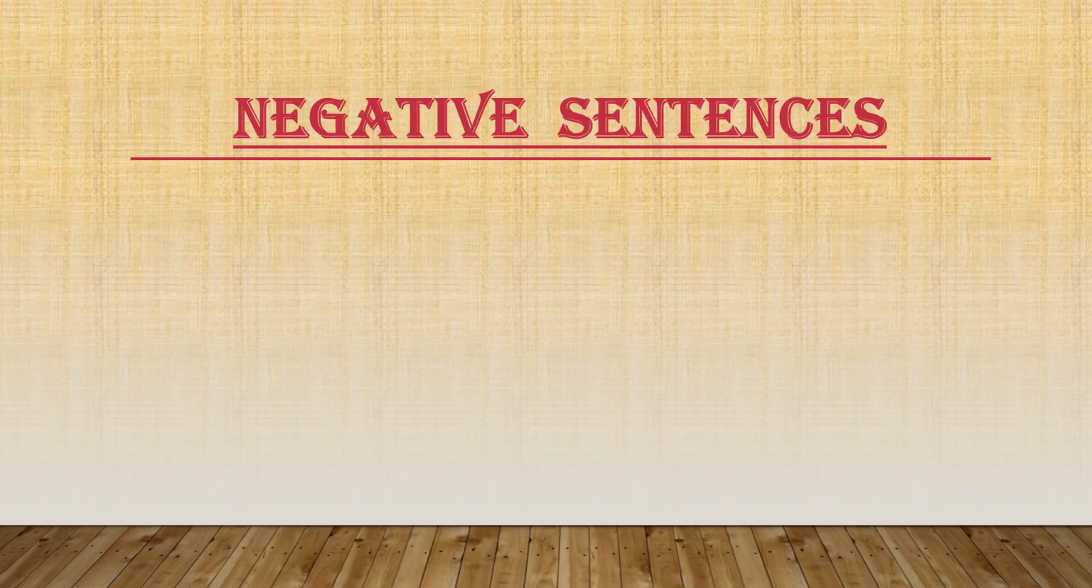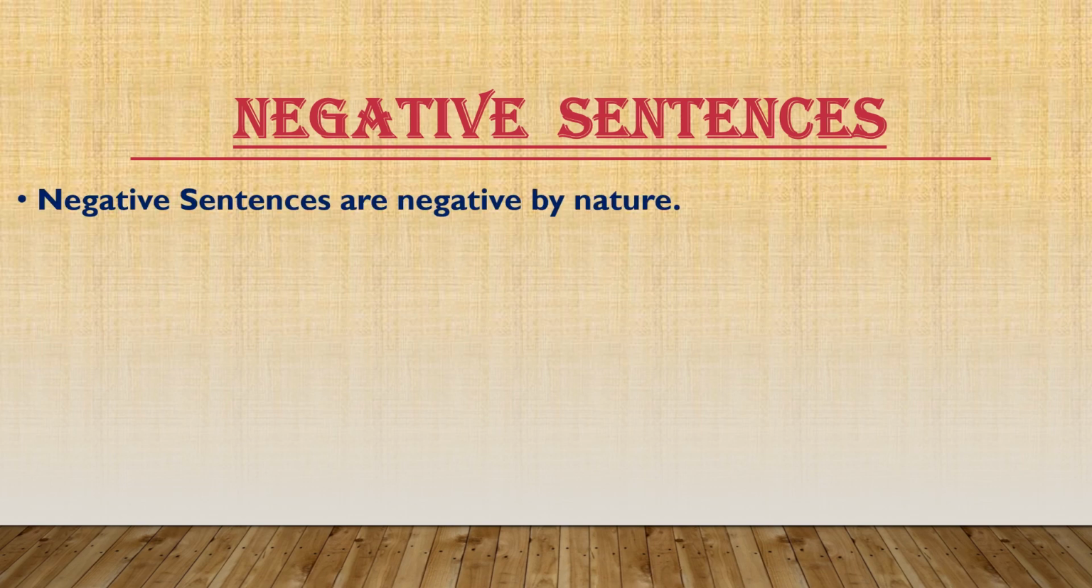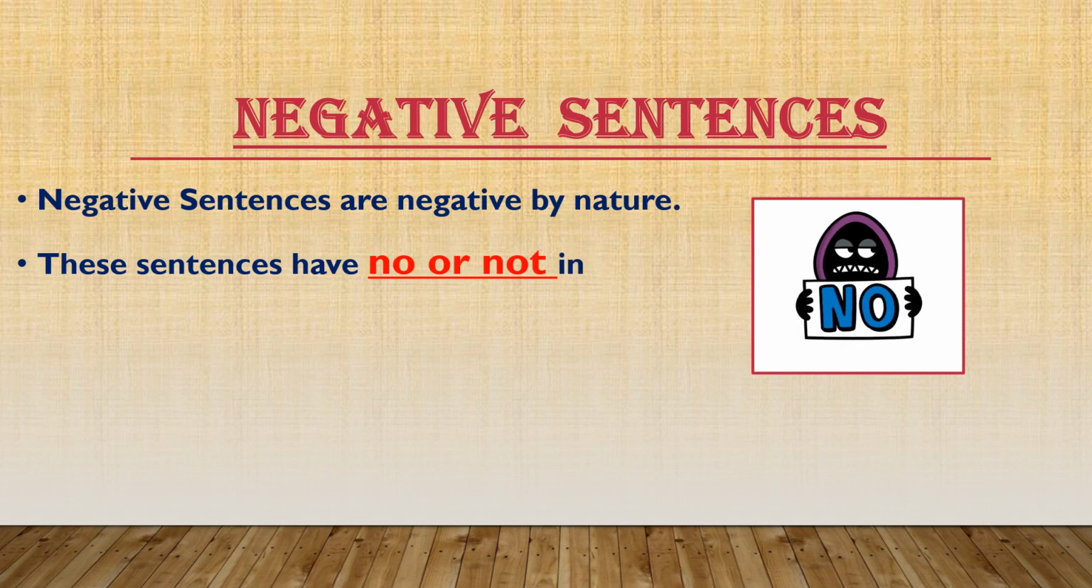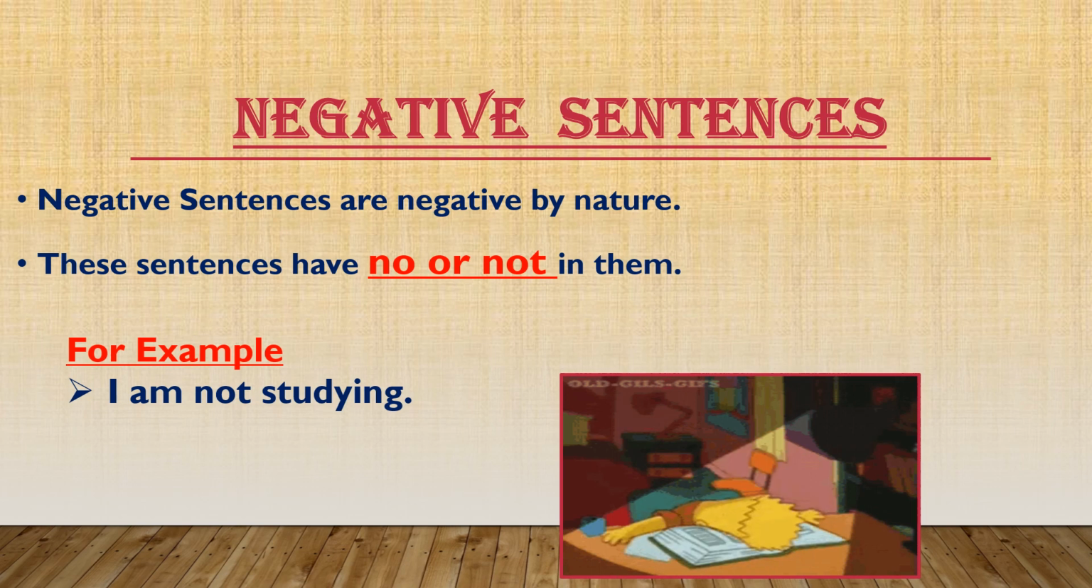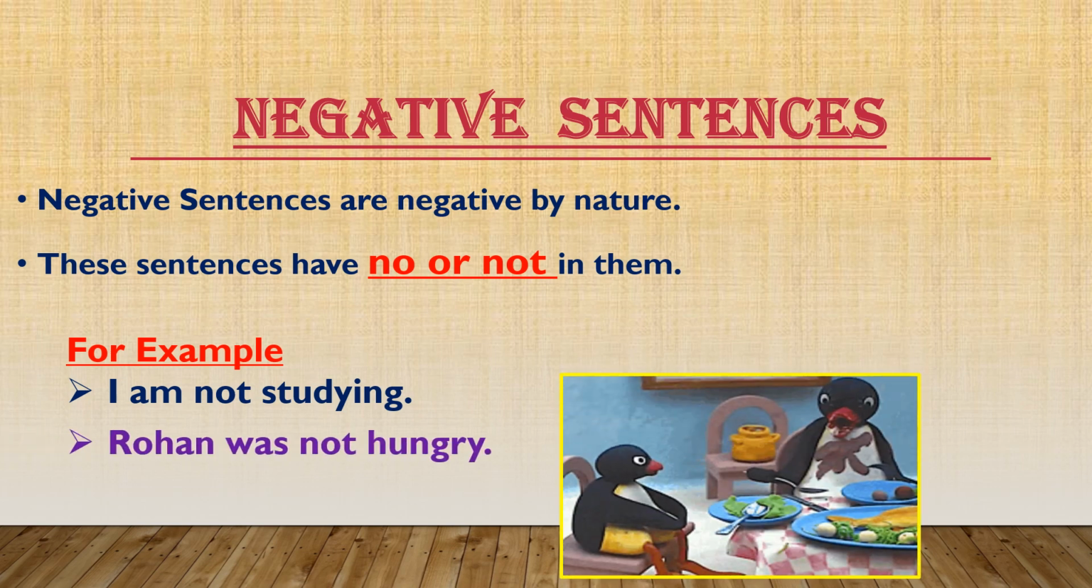Negative sentences are negative by nature. These sentences have no or not in them. For example, I am not studying. So here the word not has been used. Rohan was not hungry. Again, the word not has been used here. That means negative sentences are always framed with some negative word in them.